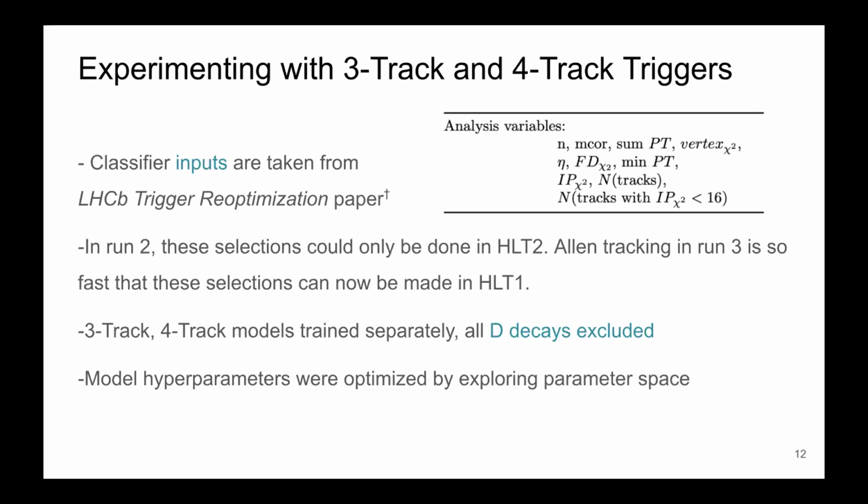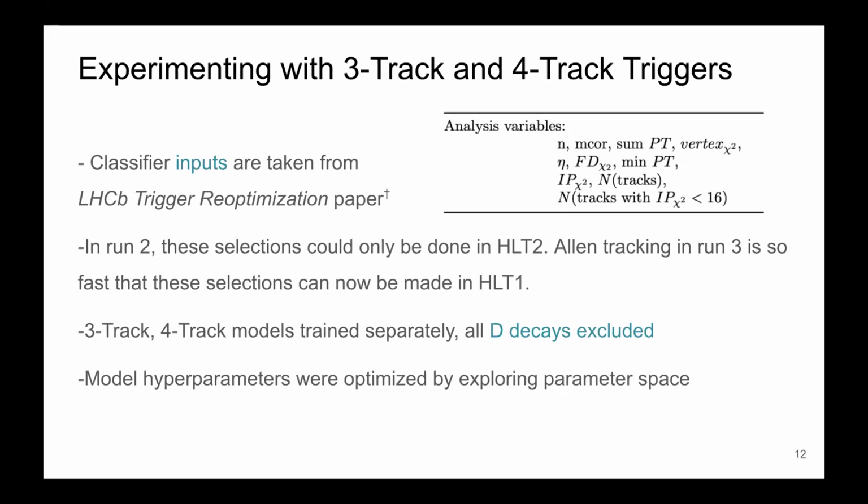And then just to give some context, in run 2 of LHCb, we actually had 3-track and 4-track triggers, but they were only used in the second round of high-level triggering. But because the tracking in run 3 is so much faster, these selections can now be made in HLT1. So it would be definitely useful to get this all working.